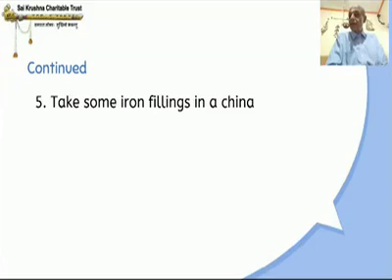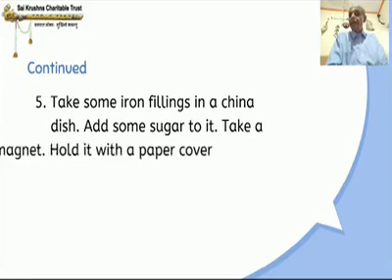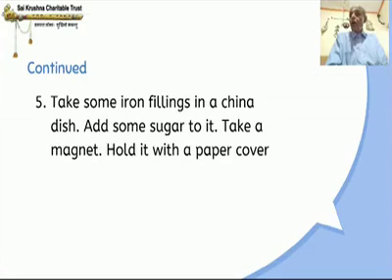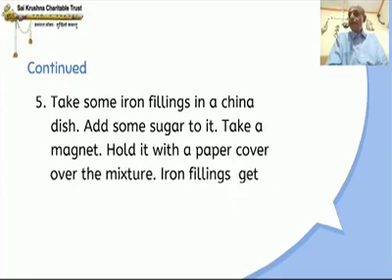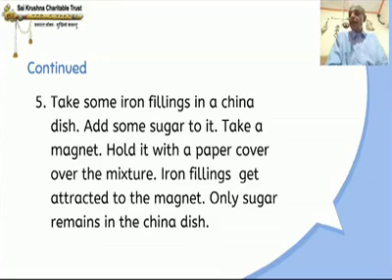And then I have repeated the experiment once again for you all. Take some iron filings in a china dish, add some sugar to it, take a magnet, hold it with paper cover over the mixture. Then what will happen? Iron filings get attracted to the magnet. Only sugar remains in the china dish, right?